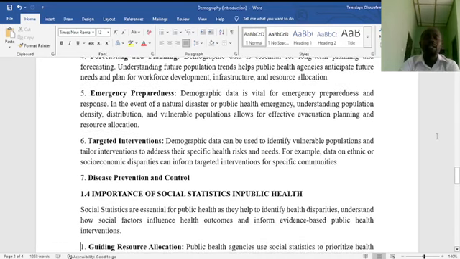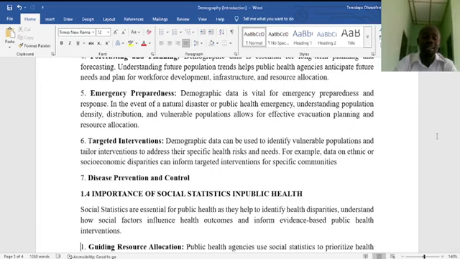Let's talk about emergency preparation now. Just like what happened in Mokwa some few weeks ago, the understanding of the demographic data helps to manage the aftermath of the event. In the event of a natural disaster or public health emergency, understanding population density, distribution, and vulnerable population allows for effective evacuation planning and resource allocation.